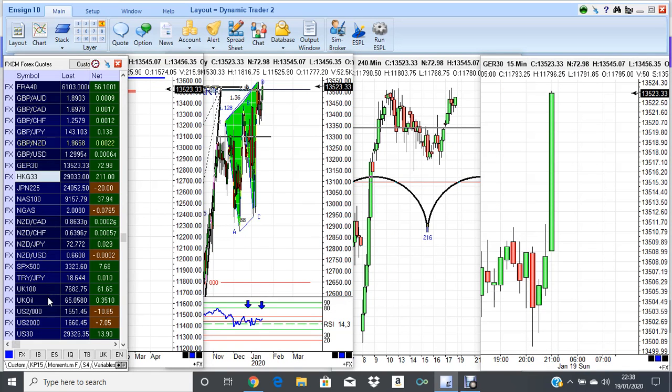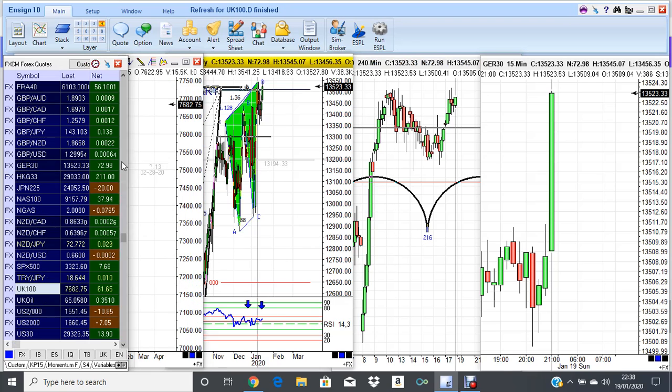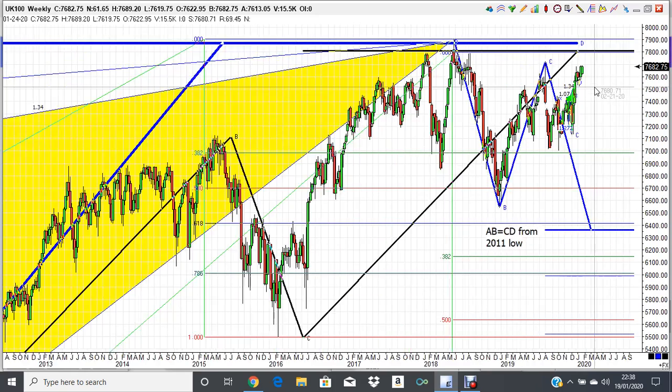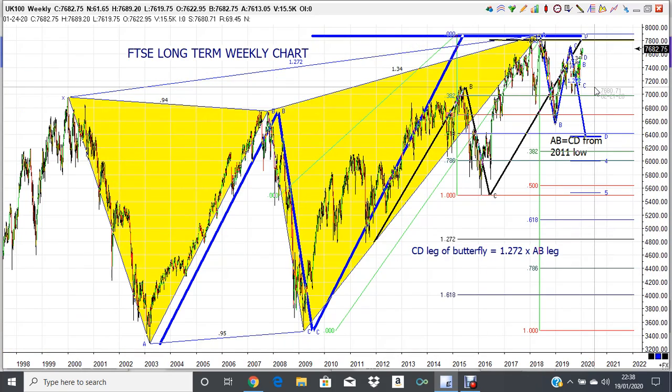The FTSE looks quite strong as well. Quick look at that. Again, the FTSE testing these highs over here. This is the long-term FTSE weekly chart, which is going back to the 2000 dot-com bubble. You can see that beautiful butterfly completed. We backed off, and now it looks like it's wanting to come up and try and test these highs again, doesn't it? If it does fail somewhere around here, there is this possible ABCD correction.